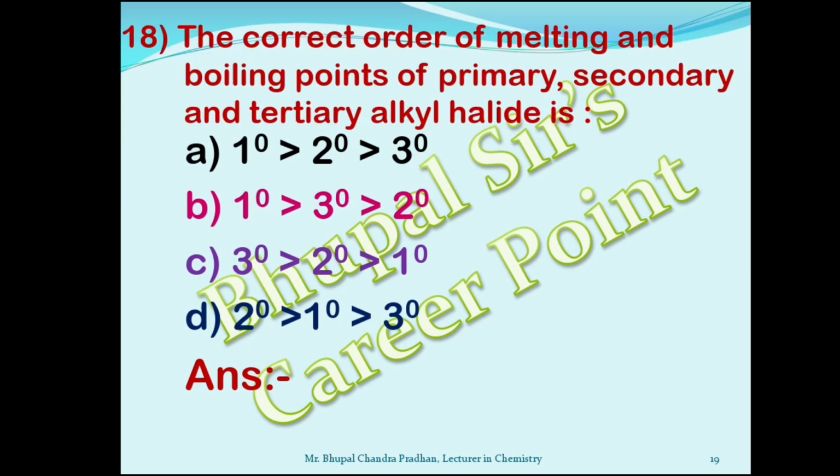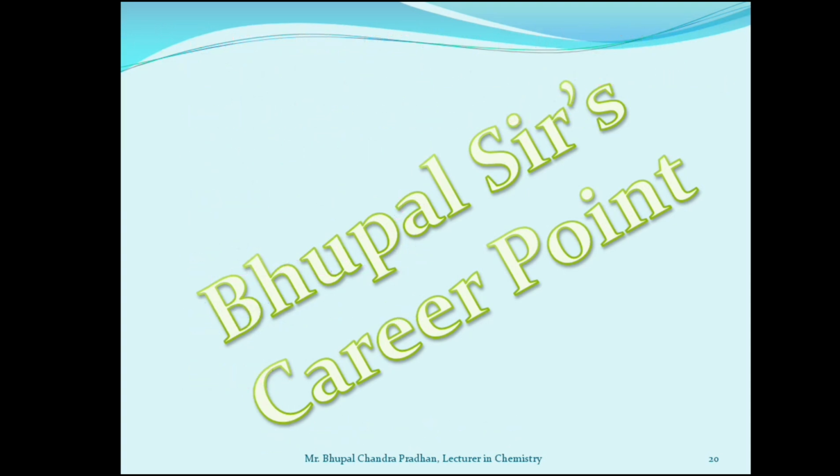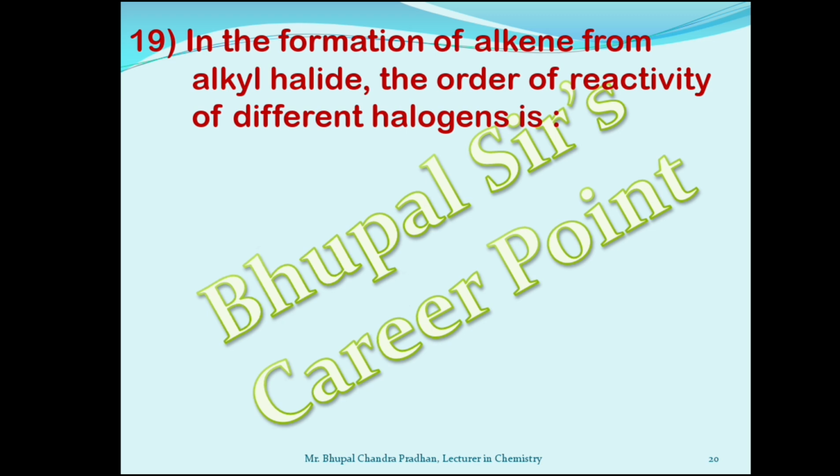Which is the correct order of melting point and boiling point for primary, secondary and tertiary alkyl halides? Option A is the correct answer. Primary alkyl halide has a higher melting point and boiling point than secondary, which has a higher melting point and boiling point than tertiary alkyl halides. Thanks for the students for giving answer A. Let us come to question number 19.